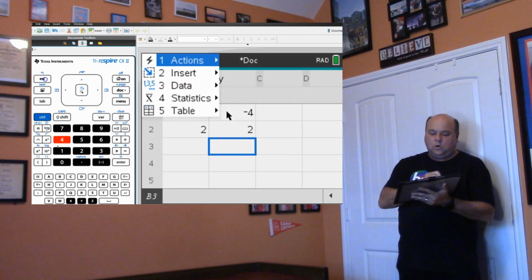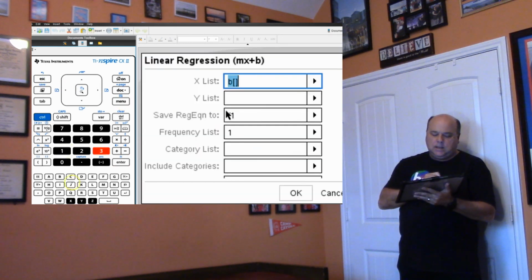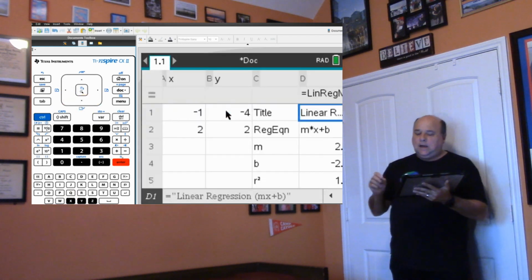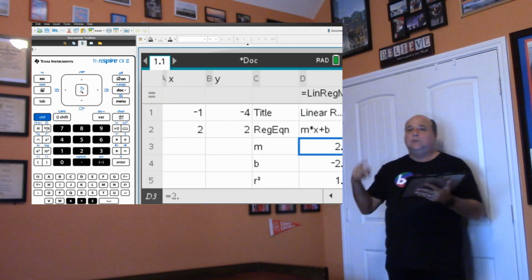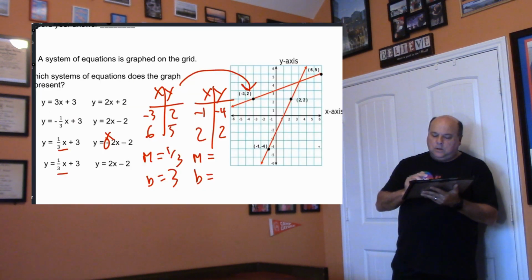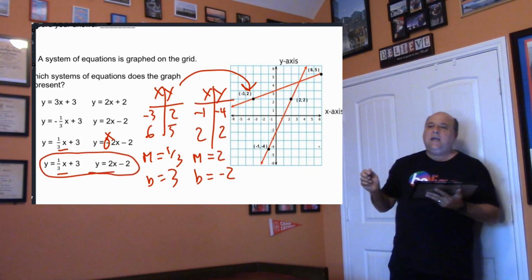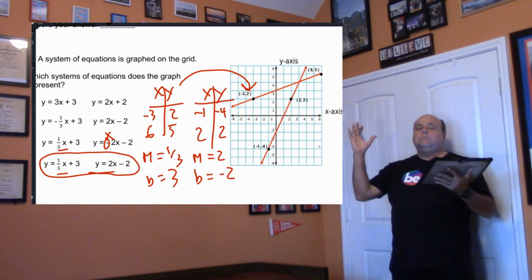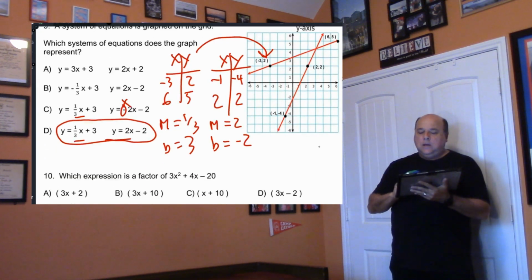Menu, 4, 1, 3, X down, Y down, enter. And this right here, 2 and negative 2. So my slope's 2 and my y-intercept's negative 2. So go to your paper and put M equal 2 and negative 2. That's going to be this one right here. Piece of cake, okay? Please remember how to do that.